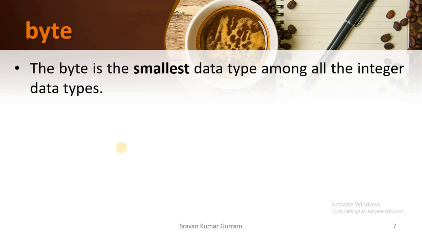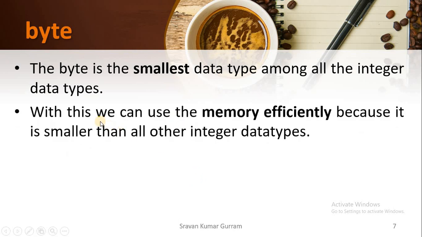First one is the byte data type. This byte is the smallest data type among all the integer data types, as we have seen just now. With this, we can use memory efficiently because it is smaller than all other integer data types.